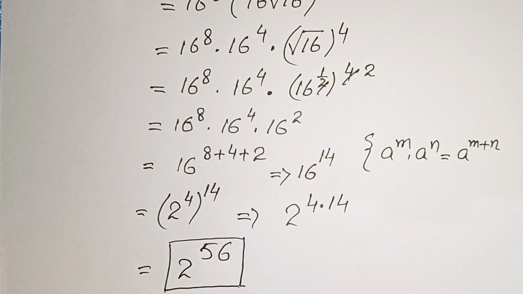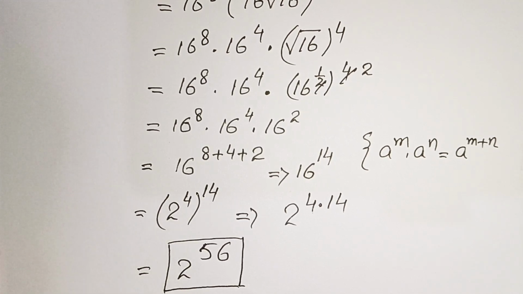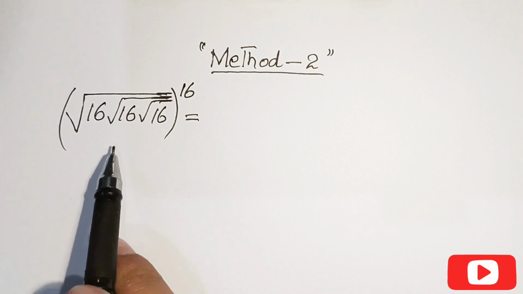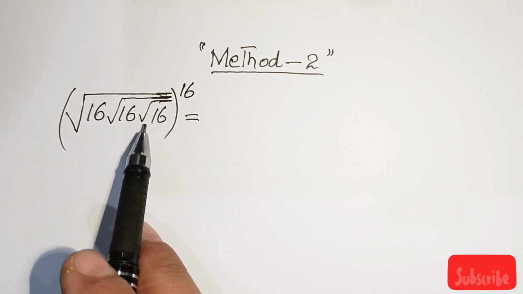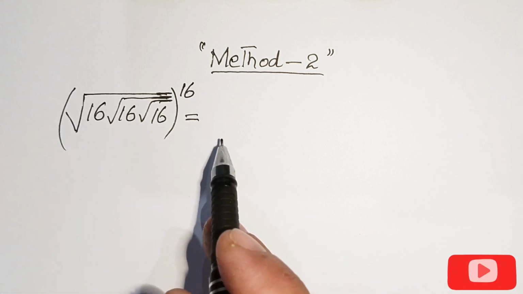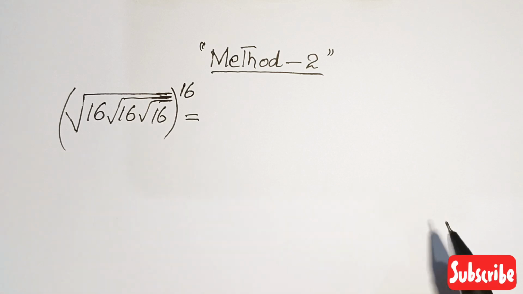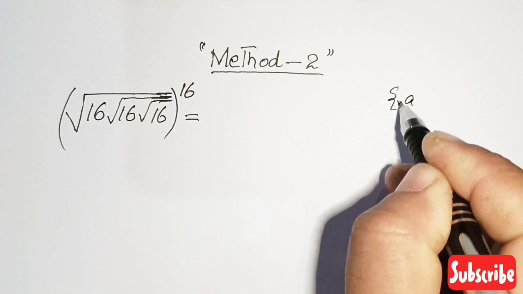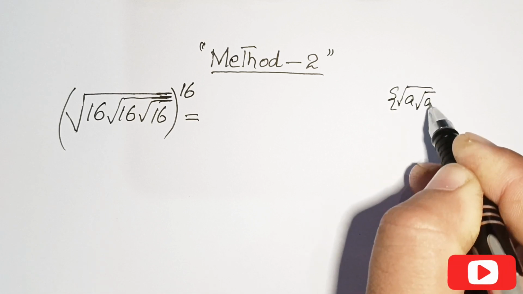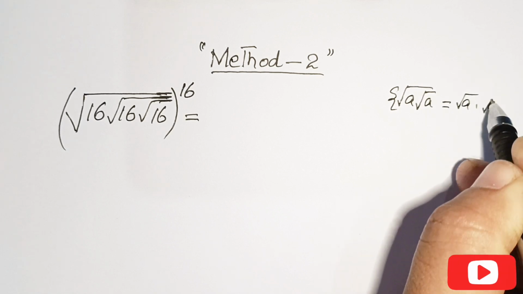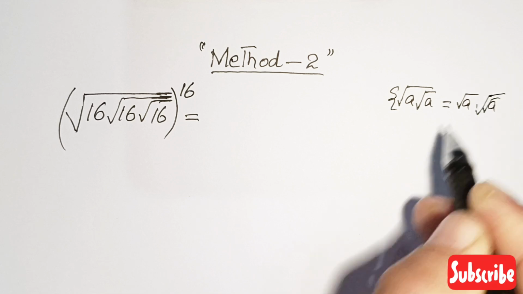Now we are going to solve the same problem by our method number 2. Now solving by method number 2, here our problem is square root of 16 times square root of 16 times square root of 16, whole to the power 16. So here our first step is, as we know, let us suppose that if we have square root of a times square root of a, it can be written as square root of a times square root of a and again square root of a.